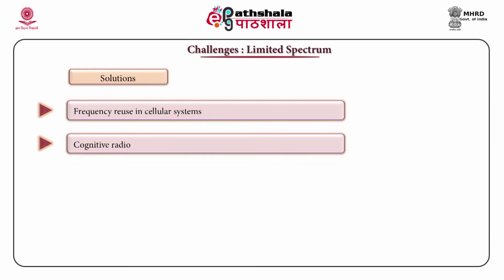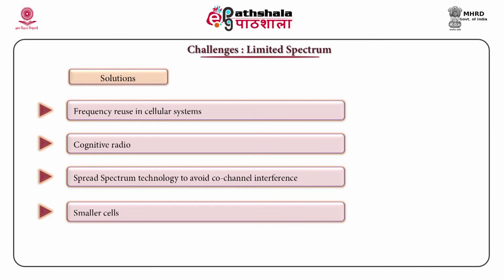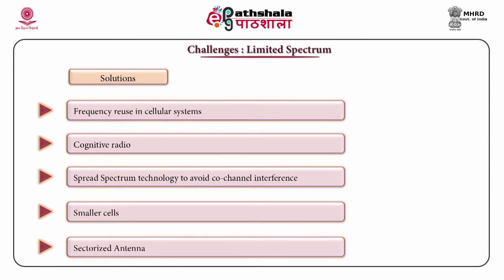Cognitive radio is emerging as another alternative to efficiently utilize the radio spectrum, as it increases the utilization of the radio spectrum to support the traffic. Spread spectrum technologies have been applied to reduce the interference. The size of the cells is becoming smaller and smaller. Sectorized antennas are used to make multiple partitions within the cells to efficiently use the finite radio spectrum.